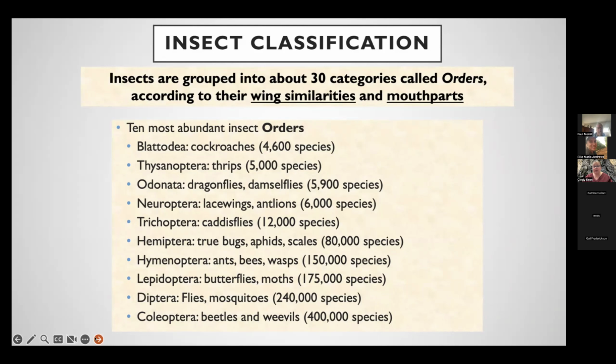So this is Hemiptera. I will point out that there is a large number of insect pests of crops that are in the order Hemiptera. There is also a large number of beneficials in the order Hemiptera. So we're really going to break those down later on. Hymenoptera, which are ants, bees, and wasps, are all grouped together. Lepidoptera, your butterflies and your moths. Diptera, which are your flies and your mosquitoes. And Coleoptera, which are your beetles and weevils. These are just the top 10, but again, there's around 30 of them in total.